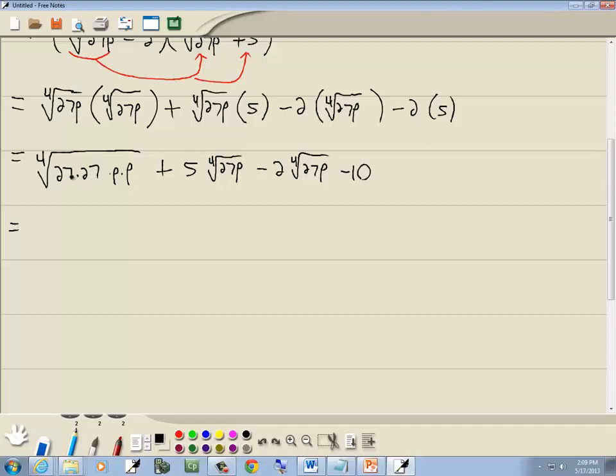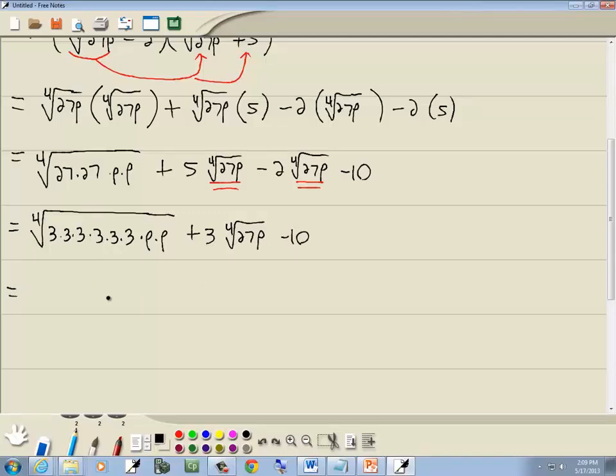Now I'm guessing I can do some simplifying on this first one here. So let's see what we got. 27, that's 3 3s, and this 27 is also another 3 3s. And we got p and p. Now these radicals are the same. They both have the fourth root of the 27p, so I can add or subtract the numbers out in front. 5 minus 2 gives us 3, fourth root of 27p minus 10.